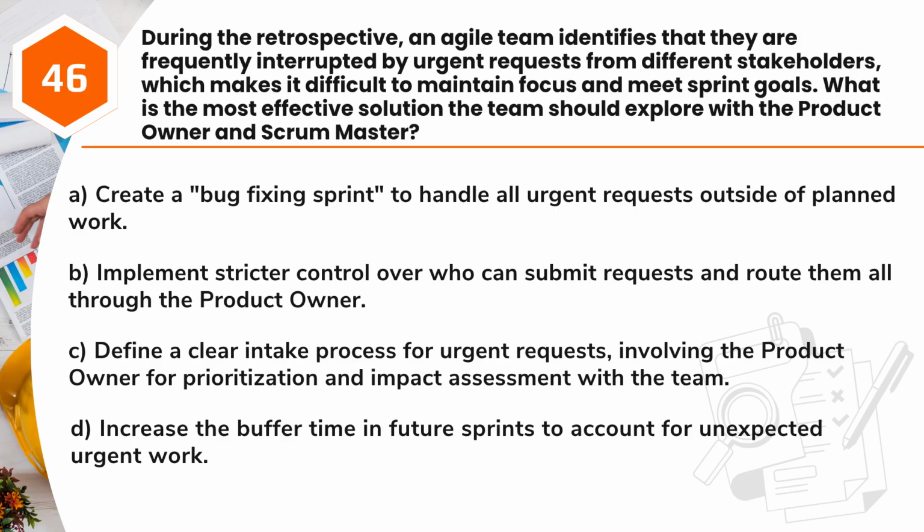A. Create a bug-fixing sprint to handle all urgent requests outside of planned work. B. Implement stricter control over who can submit requests and route them all through the product owner. C. Define a clear intake process for urgent requests, involving the product owner for prioritization and impact assessment with the team. D. Increase the buffer time in future sprints to account for unexpected urgent work.